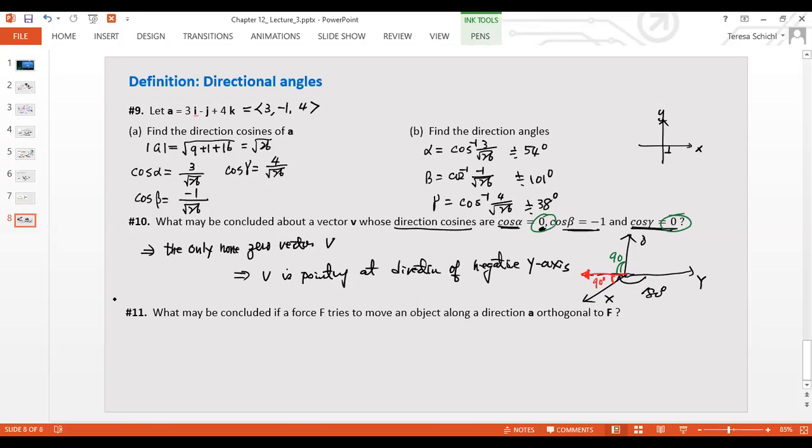All right, so that was problem number 10. This is a very good concept problem, so make sure you understand what the directional cosine means.